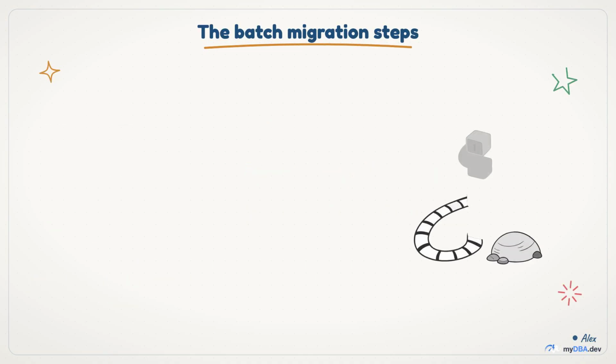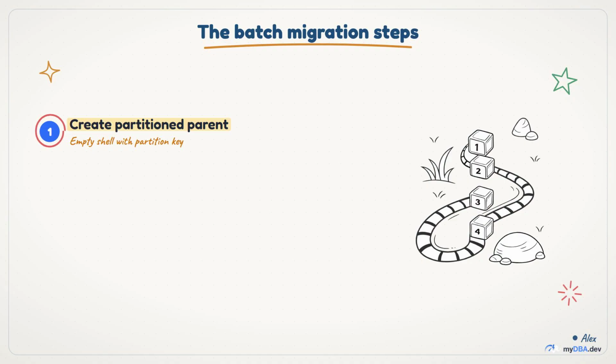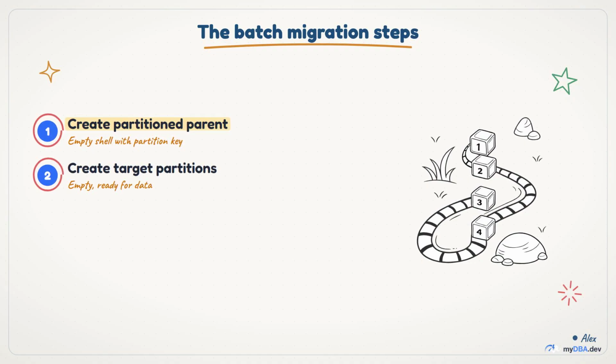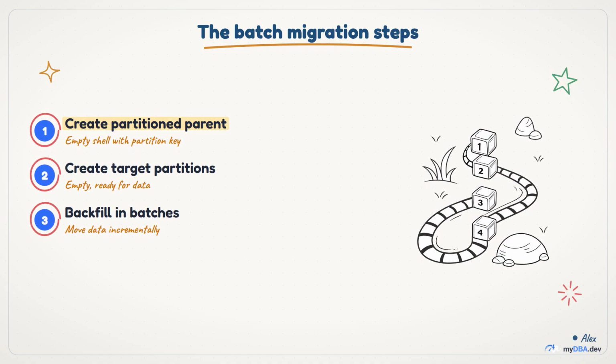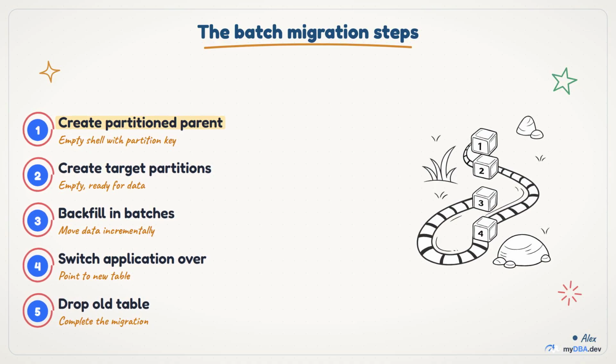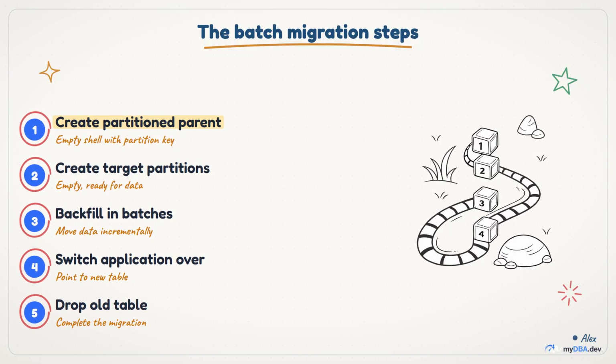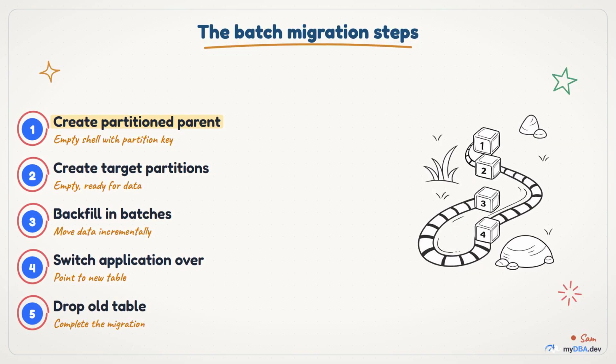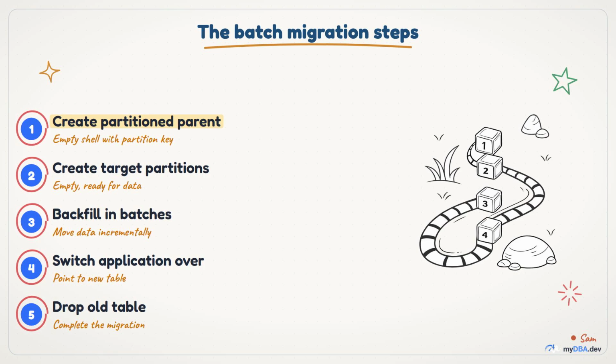Here's the 5-step plan. First, you create a new partition parent table. It's just an empty shell with the same columns and the partition key defined. Second, you create the actual date range partitions you want. They start empty. So at this point, everything is ready but empty?